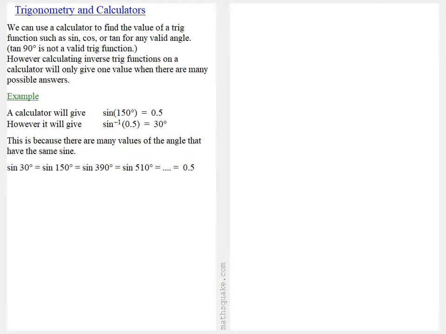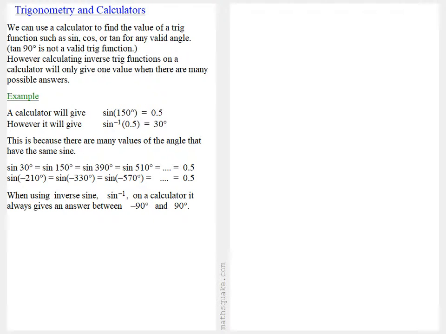Now this is because there are many values of the angle that have the same value of the sine. So sine 30, sine 150, sine 390, sine 510, sine of minus 210, sine of minus 330, sine of minus 570 degrees, and many more all have the value 0.5. So when using inverse sine 0.5, or sine minus 1 0.5 on a calculator, it always gives the answer 30 degrees. In fact, inverse sine always gives an answer between minus 90 and plus 90 degrees. The value it gives is called the principal value.